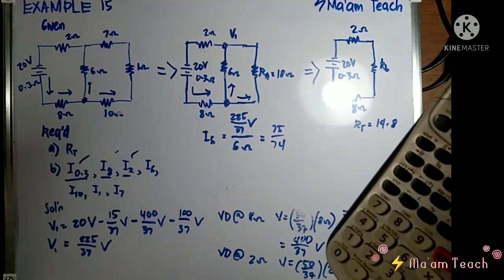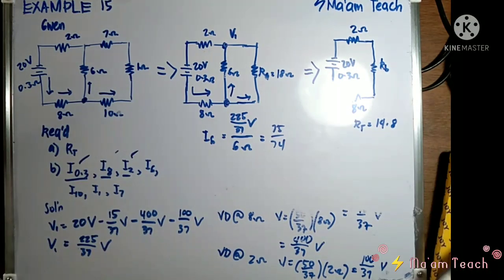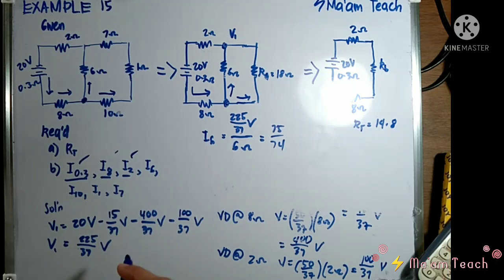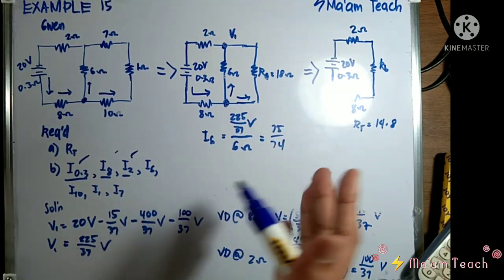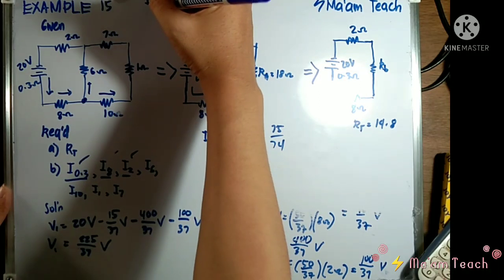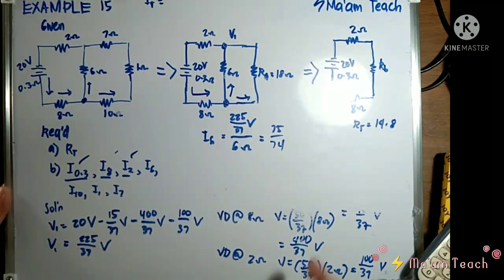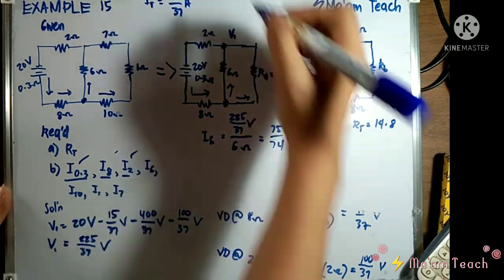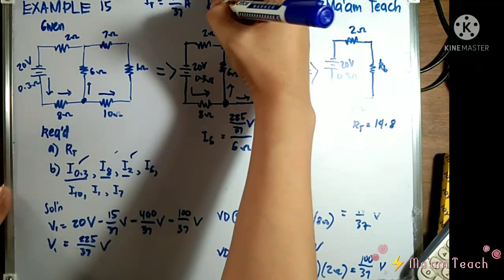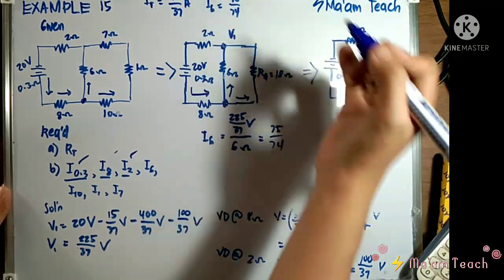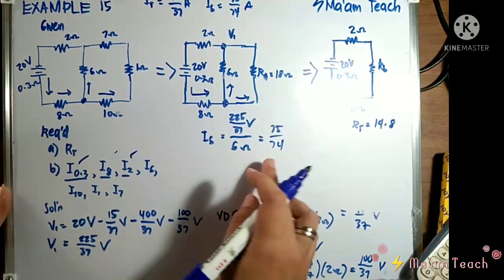By the way, how much is our current earlier? Let's take a copy, class, because we will use it later. So, I'll just put it here. I sub T is 50 over 37. And then, this I sub 6 is 75 over 74 amperes. Okay?